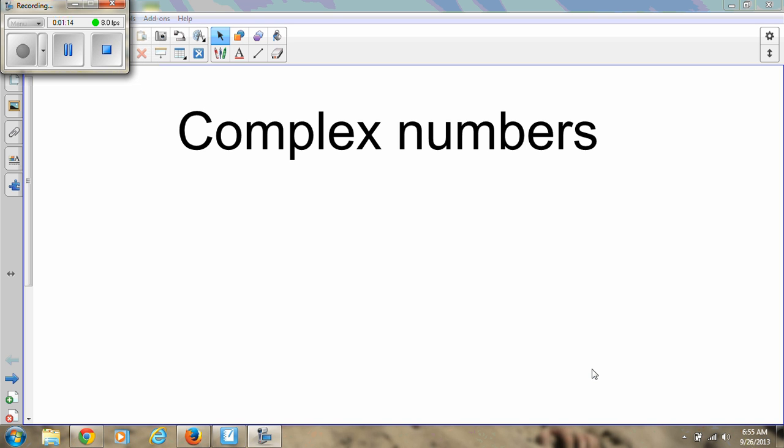So let's take a look at what a complex number looks like. And again, bear with me, I'm learning to use my tablet, and I'll try to write as neat as possible.